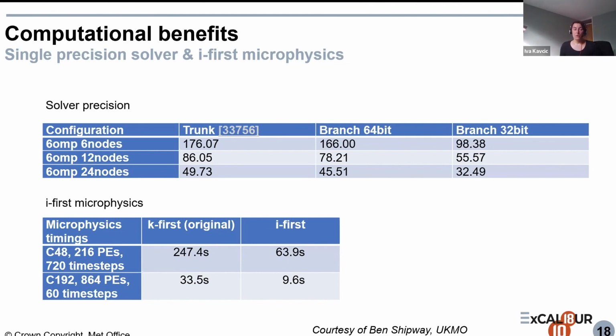And I already mentioned the physics and the iFirst work. And again, there are results for two different science configurations for the iFirst microphysics. And as you can see, with the implementation of the iFirst looping and passing the fields to kernels, the timings of the calls of the microphysics are improved a lot.